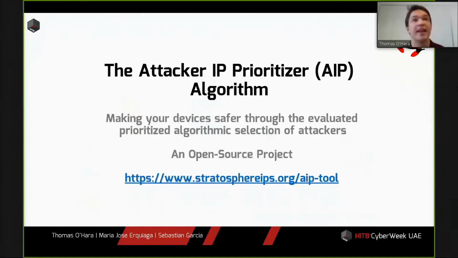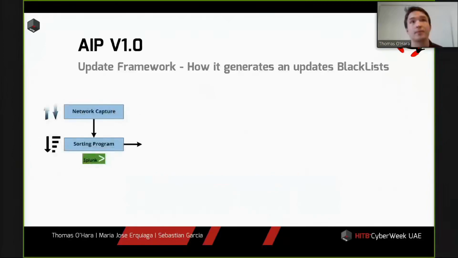So now I'd like to present the attacker IP prioritizer algorithm, which is an algorithm that is meant to create a compact blacklist of only the worst offenders using network traffic captures. So in general, our algorithm is designed to intake network captures from honeypots and output blacklists that are optimized for the kinds of devices the honeypots are meant to emulate. So in our case, we were using IoT honeypots in our lab in order to create IoT blacklists.